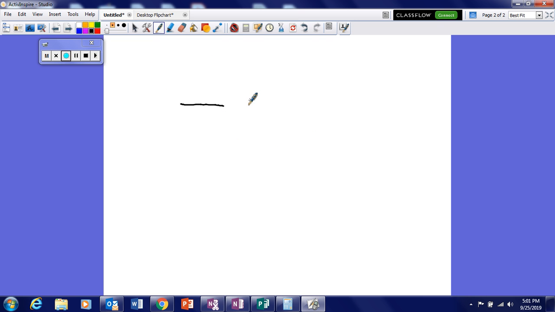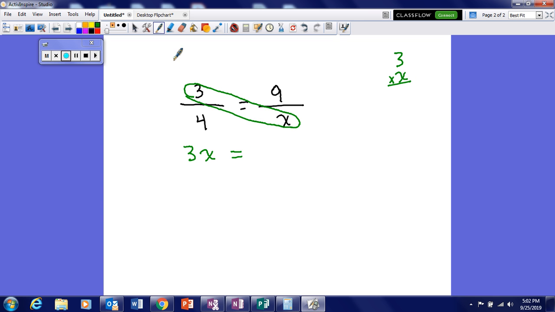If one of those pieces is missing, I can use what I know about equivalent fractions to find that missing piece. So I know that if these two fractions are equal, I can use the butterfly to figure out what's missing. So 3 times x, we don't have an answer for, so we just call it 3x. 4 times 9 is 36.